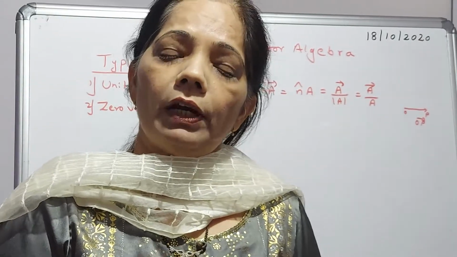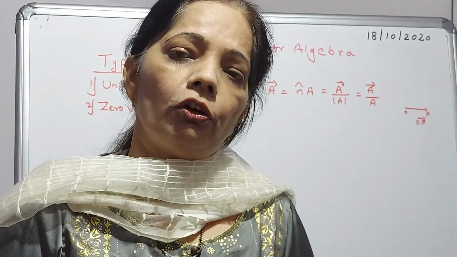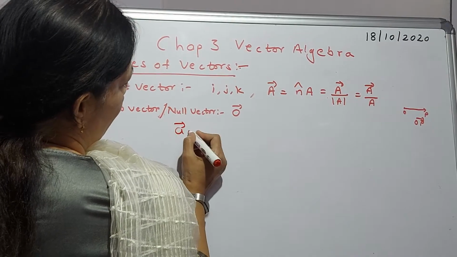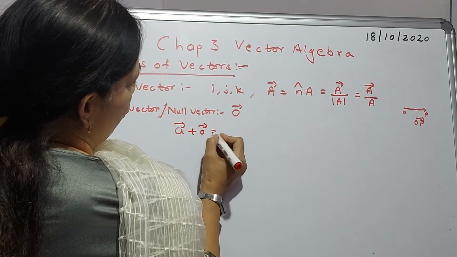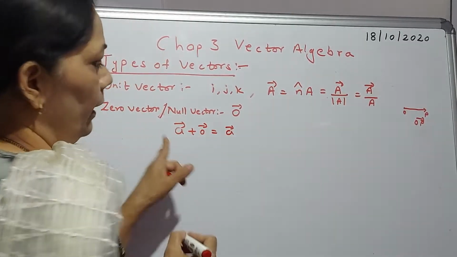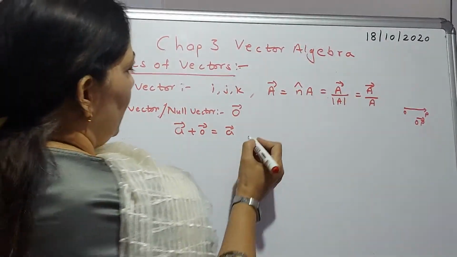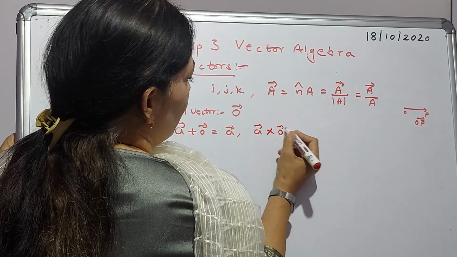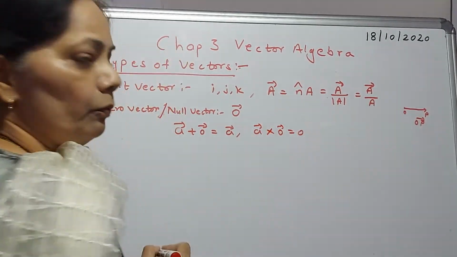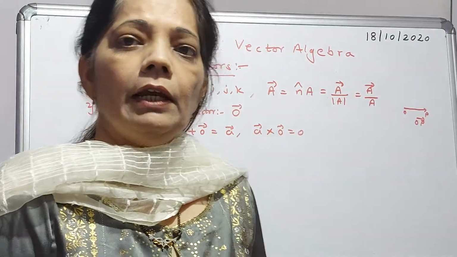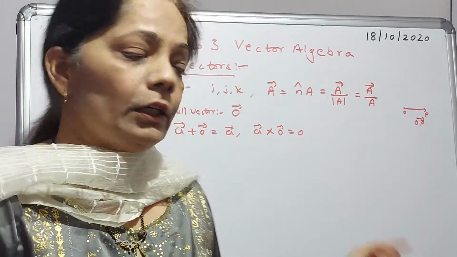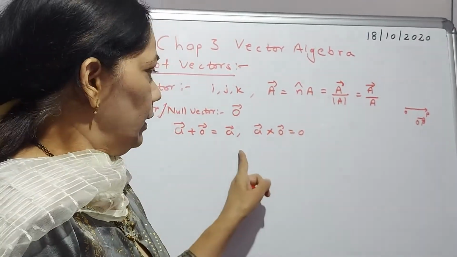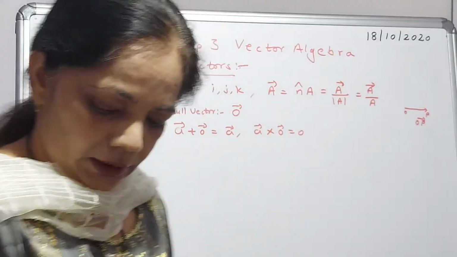Now how is this zero vector helpful for addition of vectors? Suppose I say I have a vector A plus the zero vector, it will give me the same vector A, correct? But if at all I try and multiply it by the zero vector, then I will get 0, correct? So the zero vector, when it is added to a vector, gives you the same quantity, but when you multiply any vector by the zero vector, you get 0 only, correct?